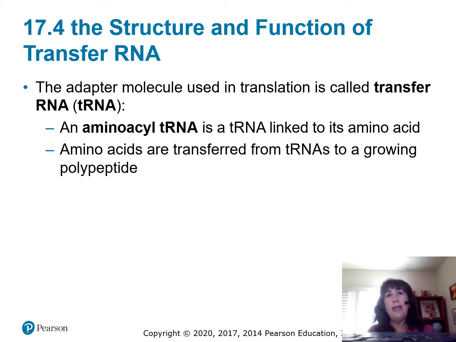An aminoacyl transfer RNA is a transfer RNA that is linked to an amino acid. In other words, it's carrying cargo. When it's not carrying cargo, it's just transfer RNA. If it has cargo, or an amino acid attached to it, it's called aminoacyl transfer RNA.